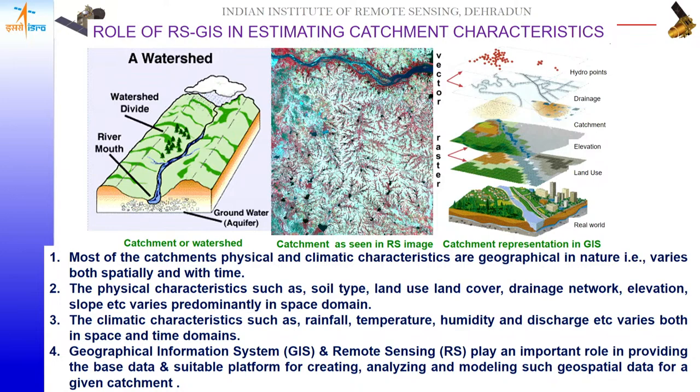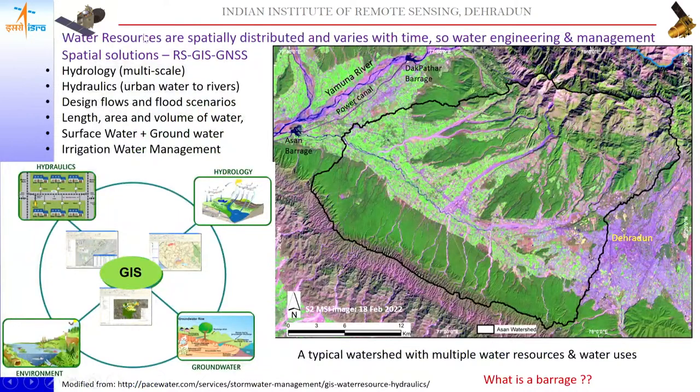for the water flow. So this is the summary of what we do in the water sector, and this is a representative image where I am showing you the catchment area of Asan watershed with the black line.